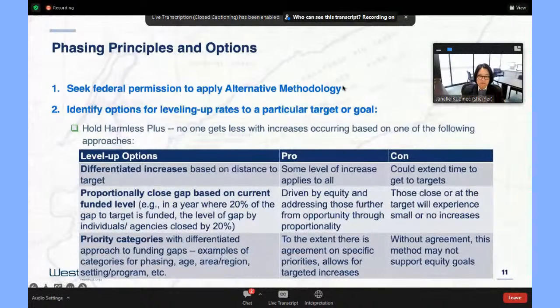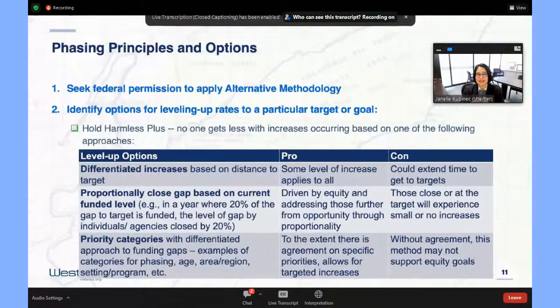So, one of the pros of this kind of approach is you can get increases to everyone throughout the system. It would be just different amounts. One of the cons is this could extend the time to get to targets, because you're incrementally closing for all, and depending on how much you have and how you structure this, and where your targets are lying, there are some time lags that can occur in this approach.